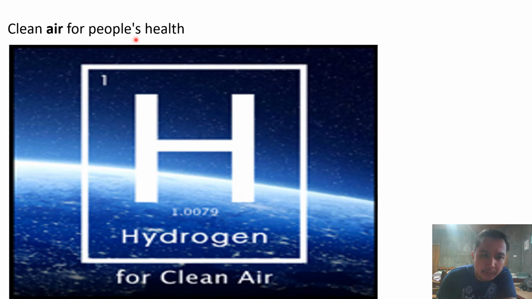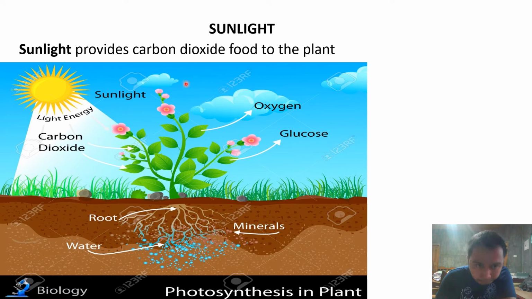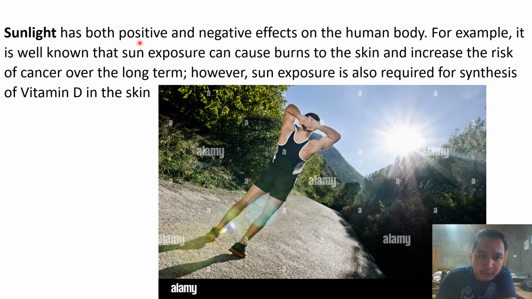Clean air for people, hydrogen for clean air. Sunlight. Sunlight provides carbon dioxide food to the plant. This is sunlight, which has both positive and negative effects on the human body. For example, it is well known that sun exposure can cause burns to skin and increase the risk of cancer over the long term. However, sun exposure is also required for synthesis of vitamin D in the skin.